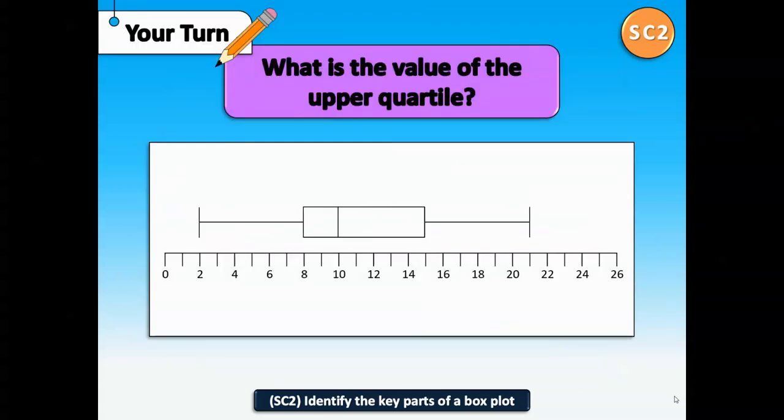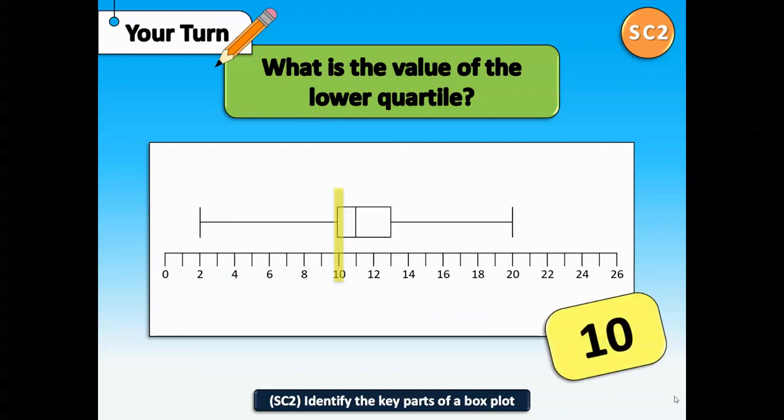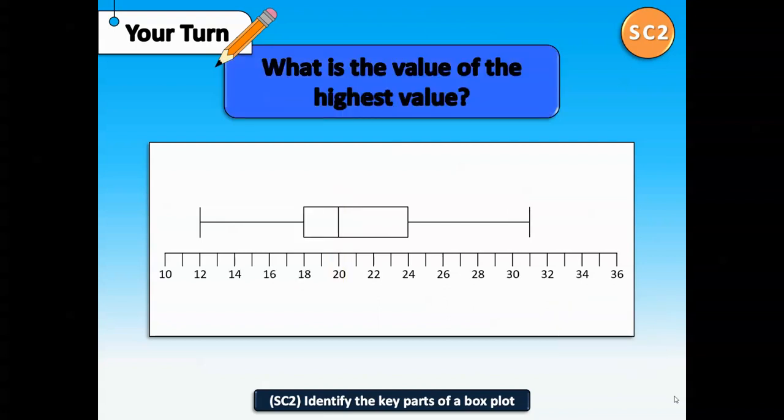So what is the value of the upper quartile here? So the upper quartile is this part of the box plot, and that's in between 14 and 16, so that's 15. What is the value of the lower quartile? Well, the lower quartile is this bit of the box plot, and that's 10. What is the value of the highest value? So the largest value is this bit of the box plot, and that's in between 30 and 32, so that's 31.